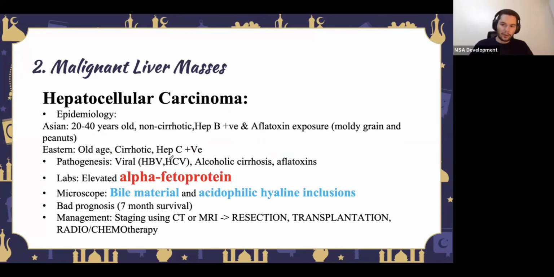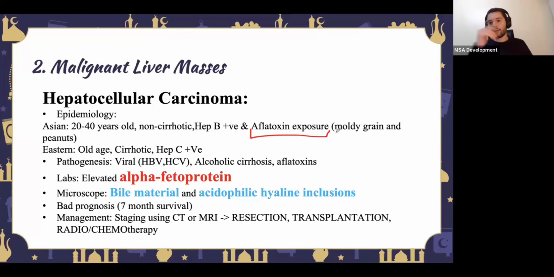Now, for hepatocellular carcinoma, it typically affects 2 types of people. Either it affects an Asian who is young, 20 to 40 years. Those people are non-cirrhotic and they are hepatitis B positive, and they're usually exposed to aflatoxin. Aflatoxin is very important. And how we could find that from the question stem is if they mention anywhere that this patient has been exposed to moldy grain and peanuts.